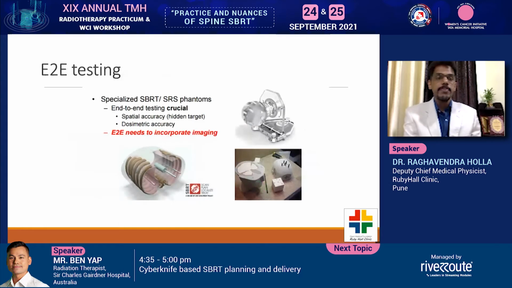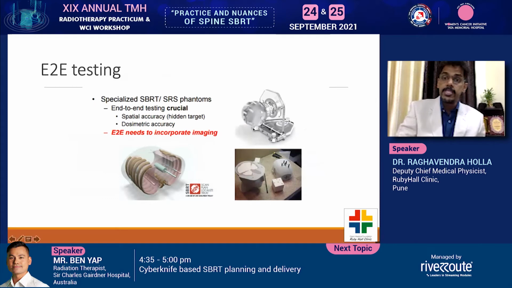Once these commissioning processes are done, the basic and very important step here is the end-to-end testing. Here we take any one of the existing phantoms. There are many phantoms available in the market, but they're very expensive. For example, this one is a very expensive phantom. You don't really need them if you have budget constraints. We can look into some locally designed phantoms, or you can design whatever phantom you like.